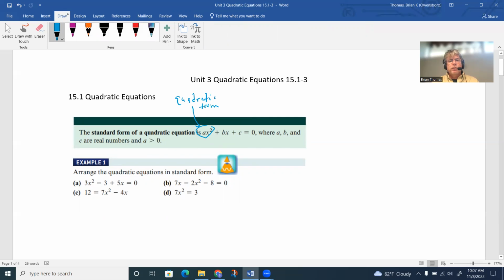The quadratic term has to be present for there to be a quadratic equation. So the x squared term must be present. The other 2 terms are optional. So this is the linear term. Sometimes it's present, sometimes it's not. And then the c is described as the constant. It's just going to be a number.